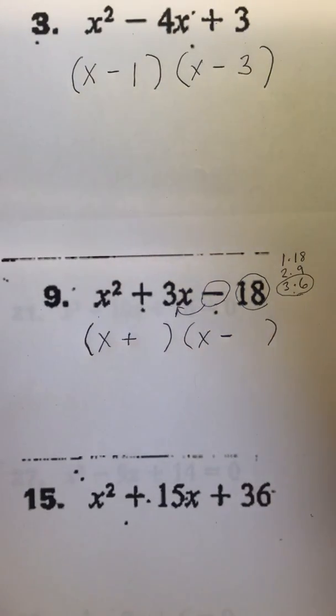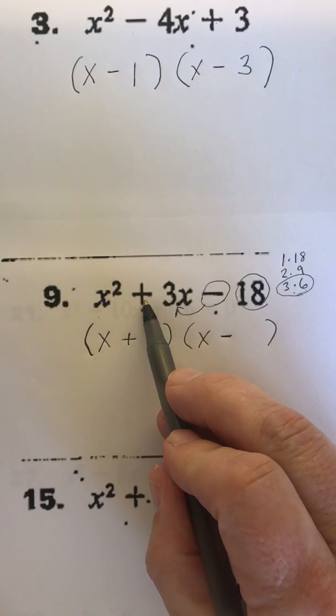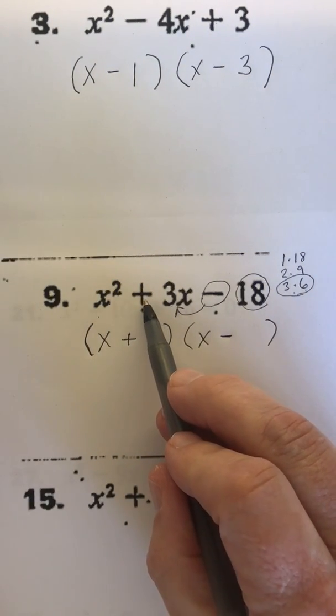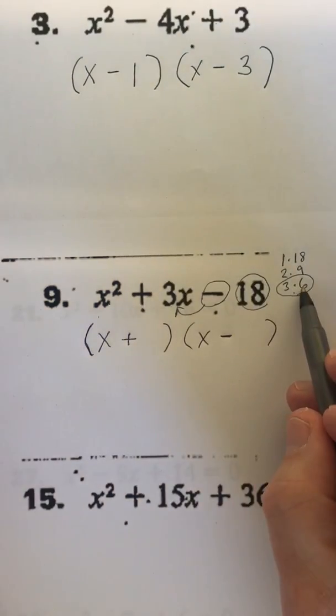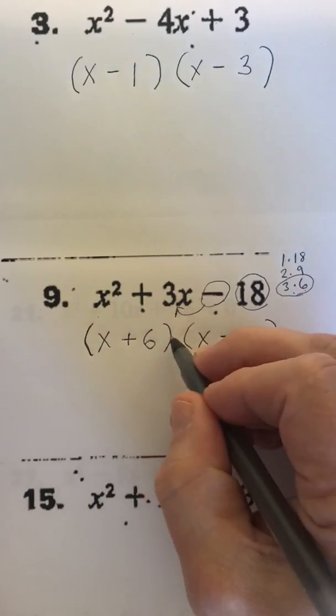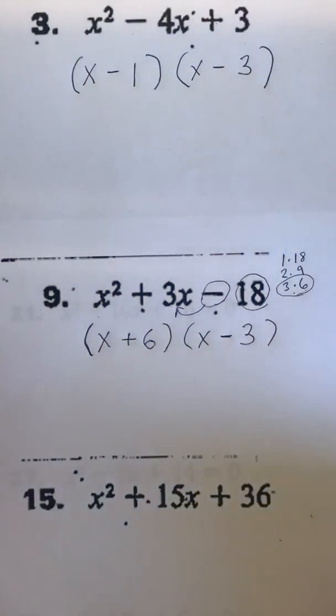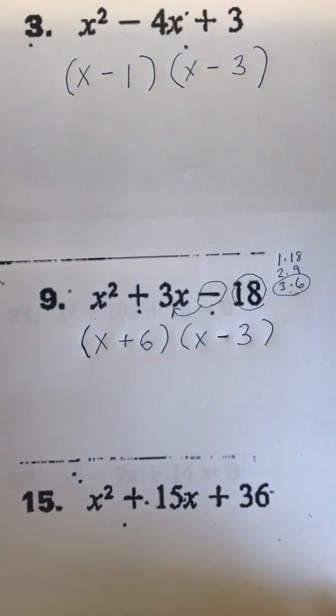Now, we want to put the bigger number, which is the 6, in with whatever sign the middle term has. And in this case, the middle term has a plus sign, so the bigger number, the 6, goes in the bracket or the parentheses with the plus. And then the 3 goes in the other place. And that's your answer for number 9.